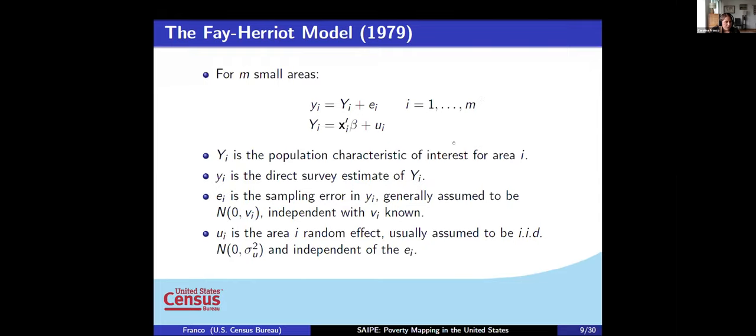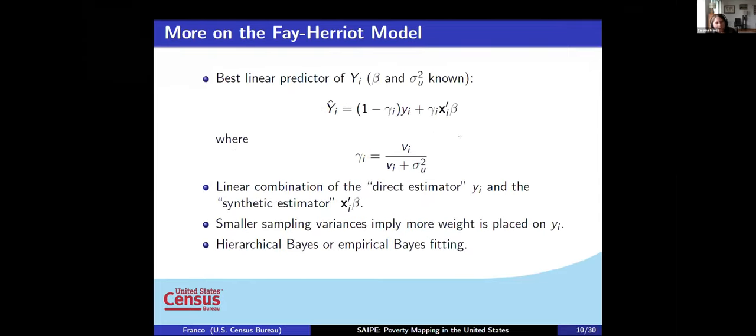So that's the Fay-Herriot model. And there's a really important property I want to highlight of the Fay-Herriot model. You've seen a formula like this already. The best linear predictor when the parameters are known is this convex combination between the direct estimator and the regression estimator. And the weights, as you can see, depend on the sampling variance and the model error variance. If you notice, the smaller the sampling variance of a particular direct estimator, the more weight it will receive in this predictor.